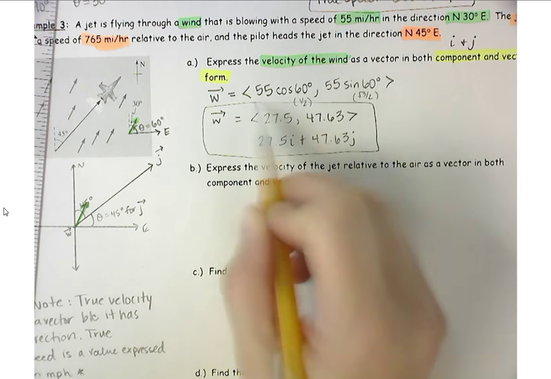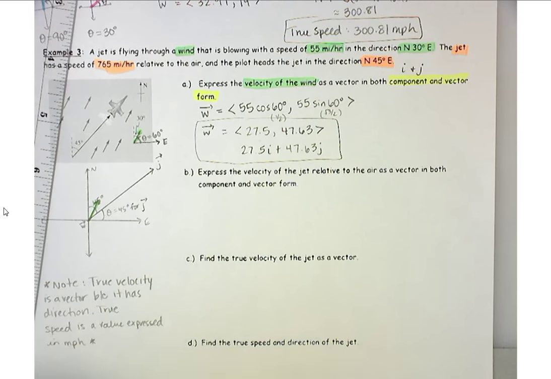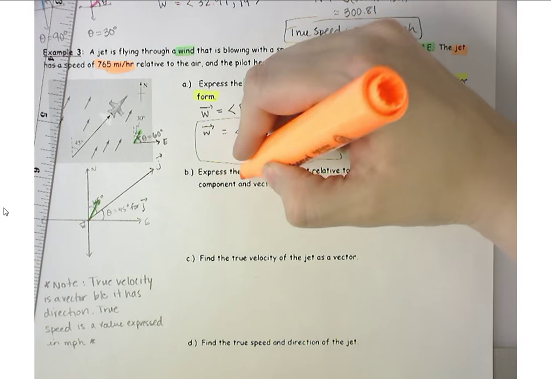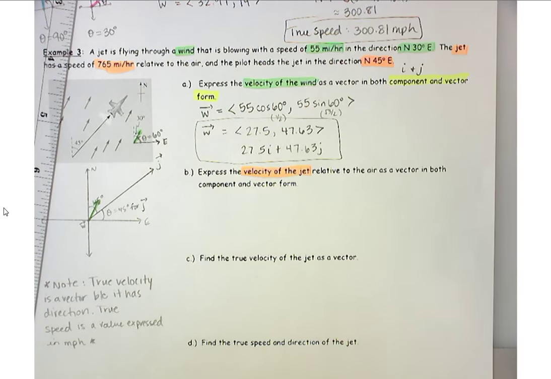Okay, now we're going to do something similar, but for your jet. So the velocity of the jet relative to the air as a vector in both component and vector form. Okay, so component and vector form.